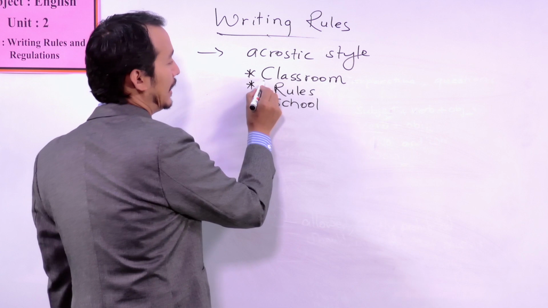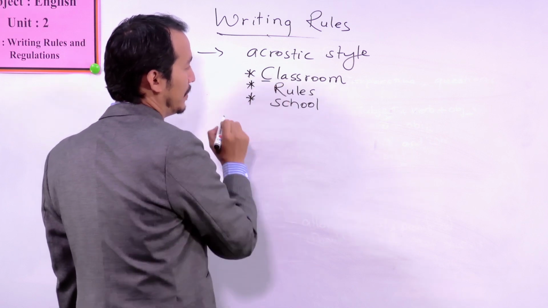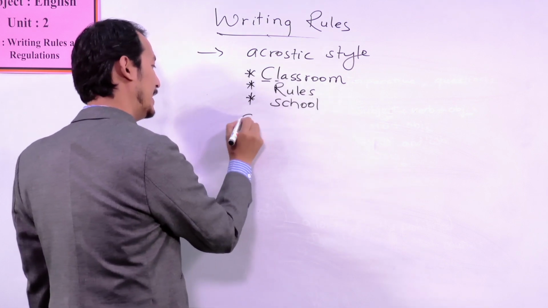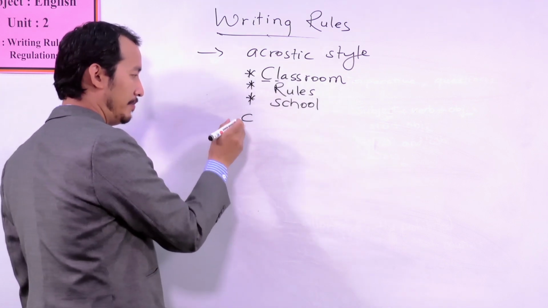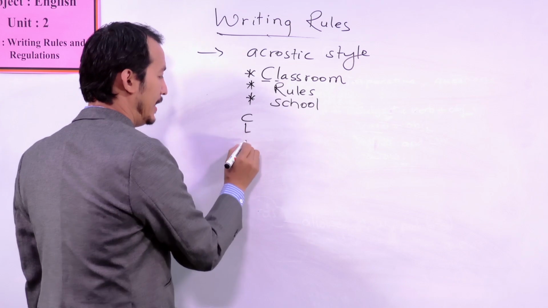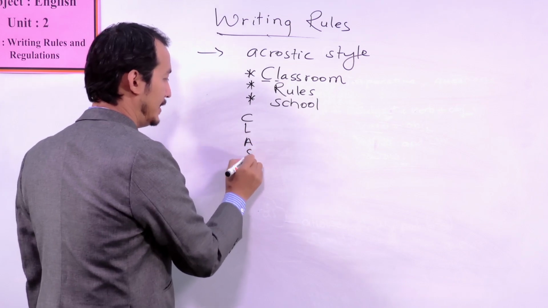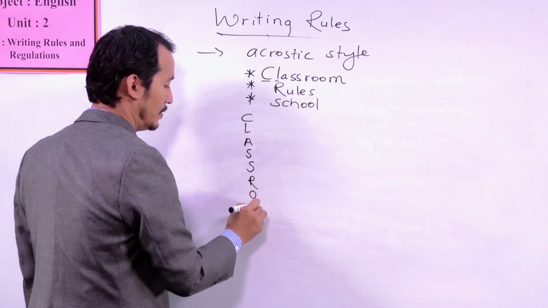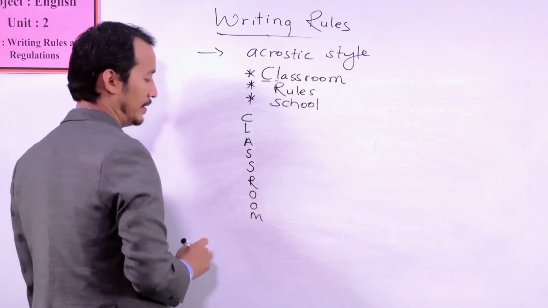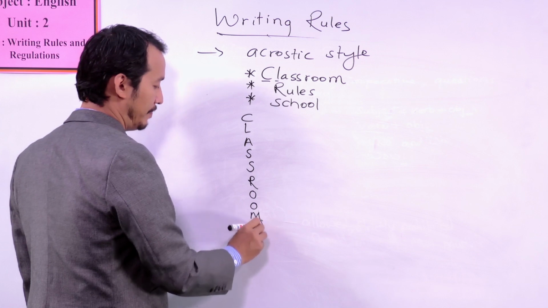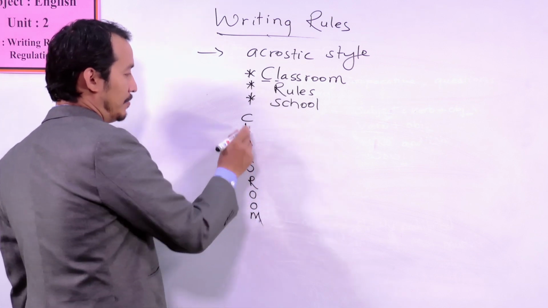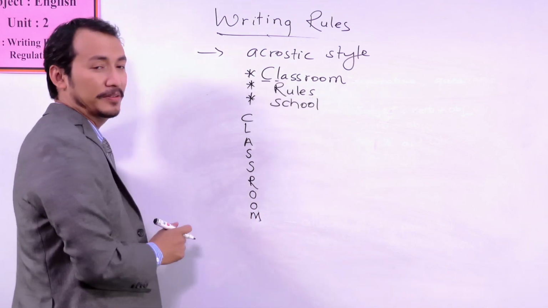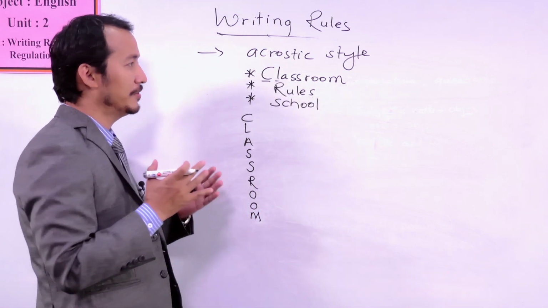We have letters here, right? In each word we have letters. For classroom, let's write it in the vertical way. C-L-A-S-S-R-O-O-M. Okay, so we have 1, 2, 3, 4, 5, 6, 7, 8, 9 letters here to begin our rules.